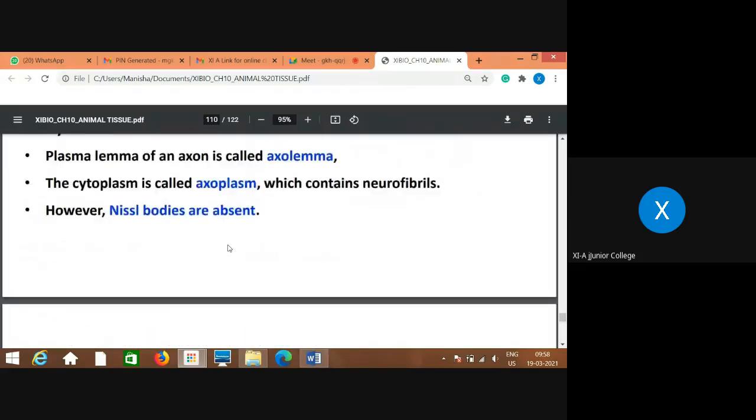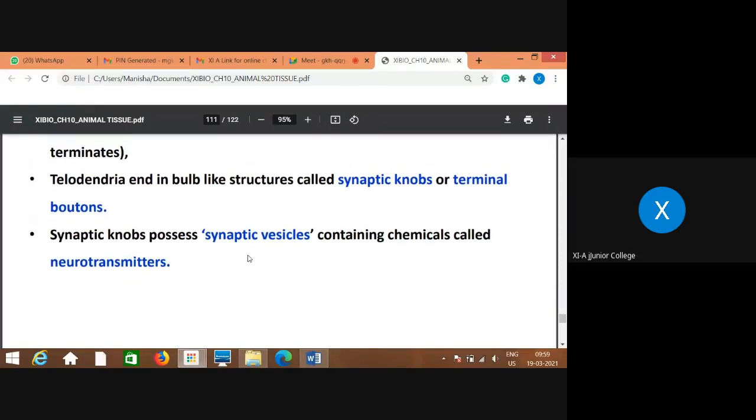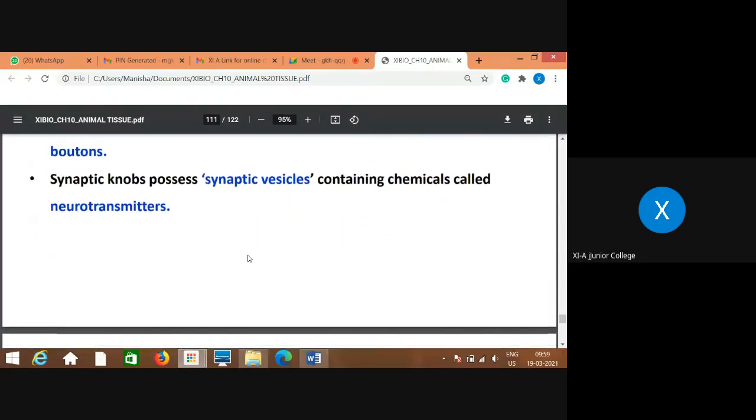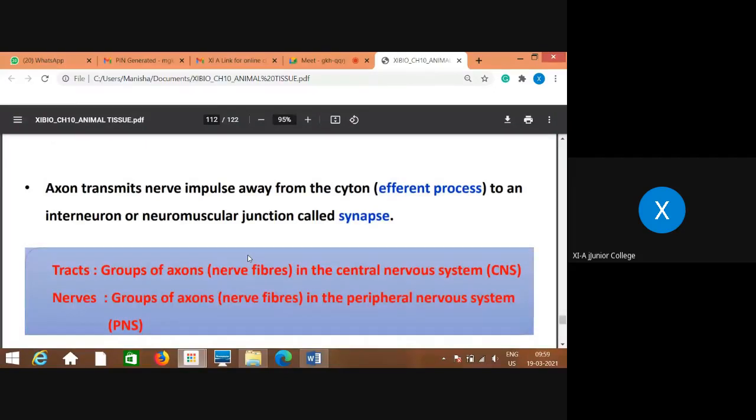In this way, the nerves are passed through, transmitted. So these are called synaptic vesicles. Synaptic knobs possess synaptic vesicles containing chemicals called neurotransmitters. As it is related to neurons, they are called neurotransmitters. Axon transmits nerve impulse away from the cyton, that means efferent process, to an interneuron or neuromuscular junction called synapse.